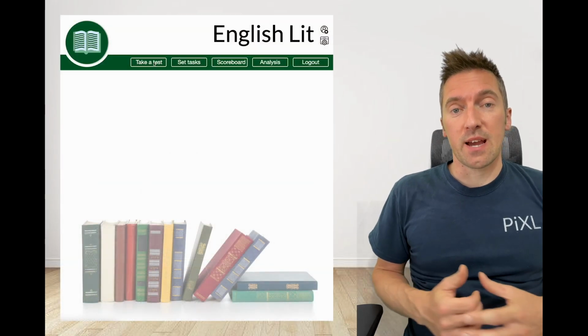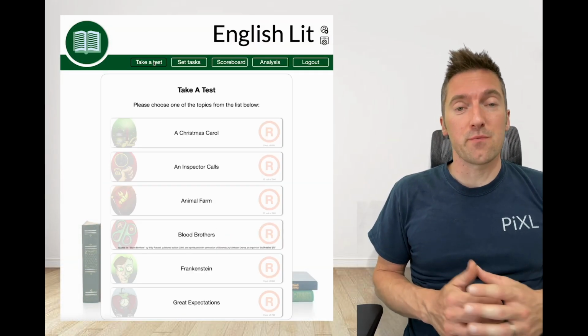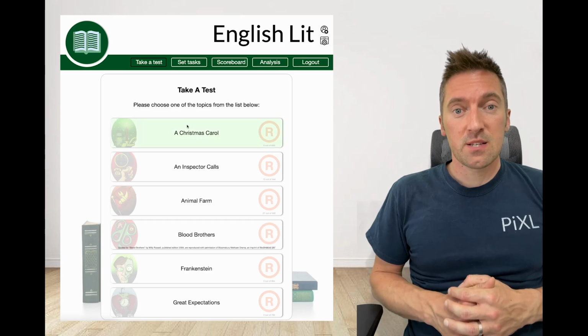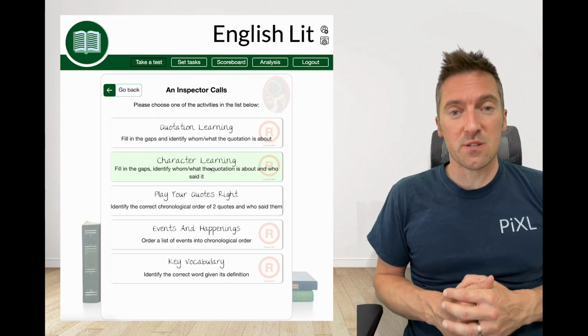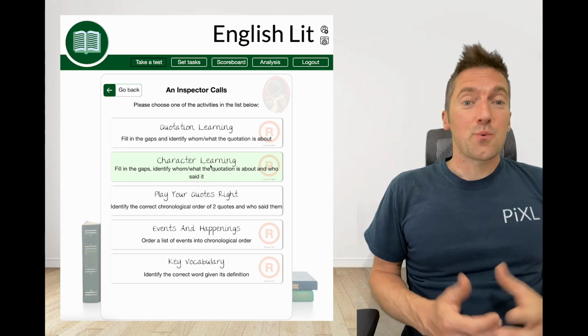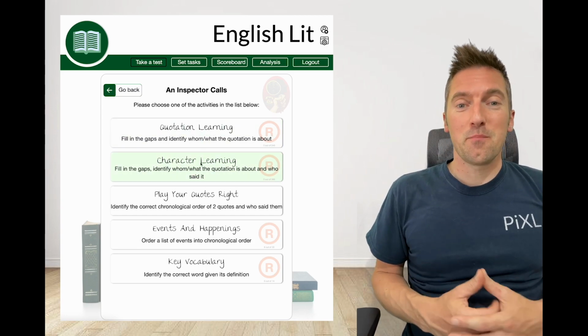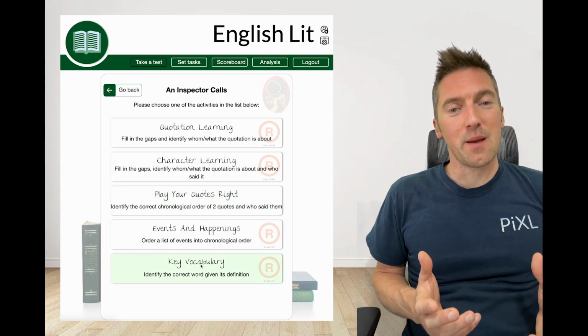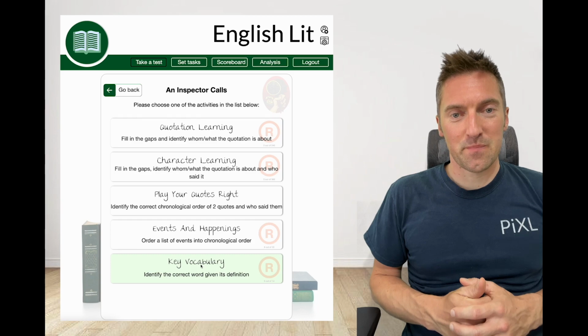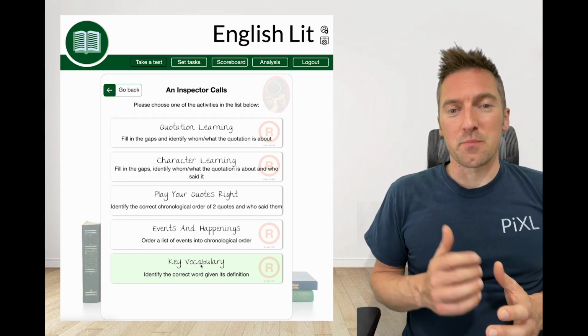Within the English Literature app, selecting Take a Test will bring up a range of different texts. Selecting one from the list, we can see the different activities that can be used to assess our understanding. Quotation learning, character learning, play your quotes right, events and happening, key vocabulary or literature terminology. Let's take a look at each one briefly.